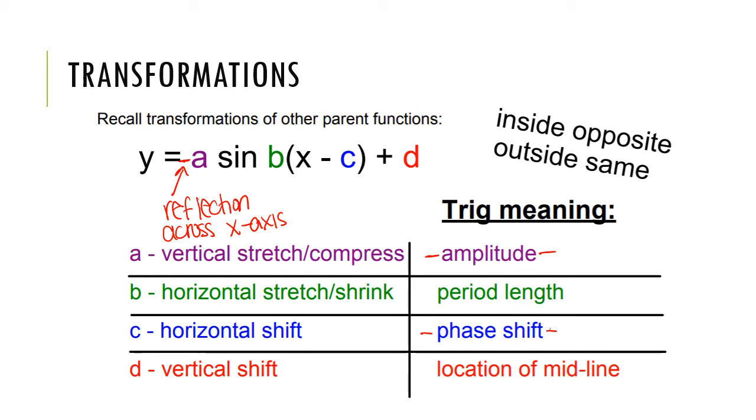All right. The other thing to keep in mind is that inside is opposite, the outside is the same. So if you see a minus C, you might think you're moving to the left. You're actually moving to the right. Remember that the B, if it's a whole number, is not a stretch, it's a compression. And we'll continue to work with those as well.